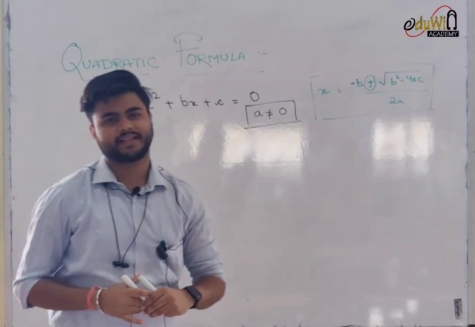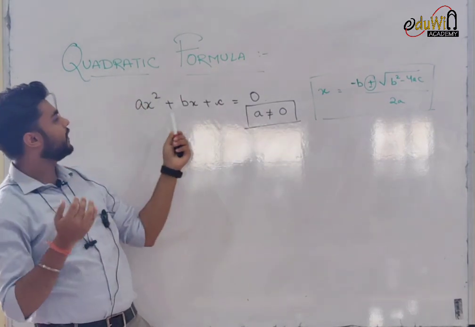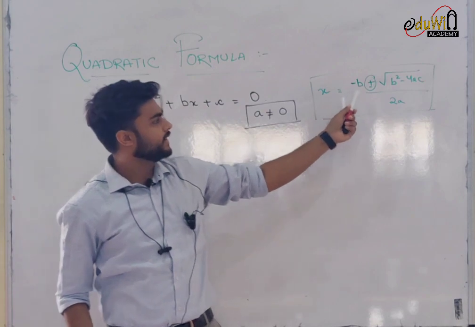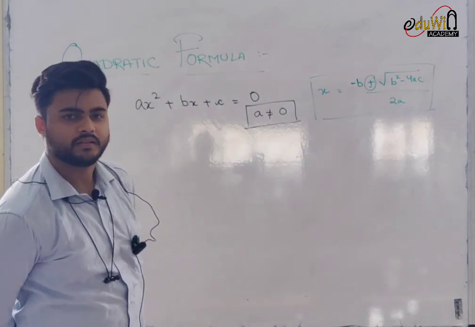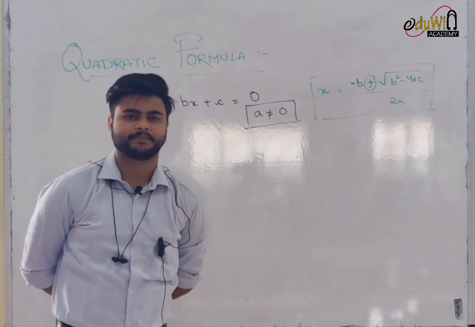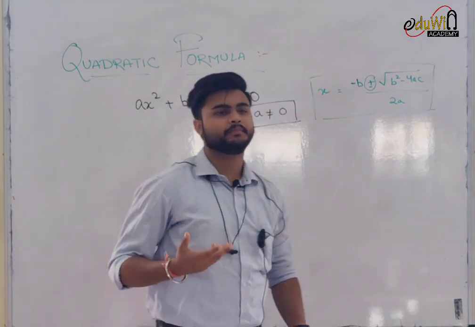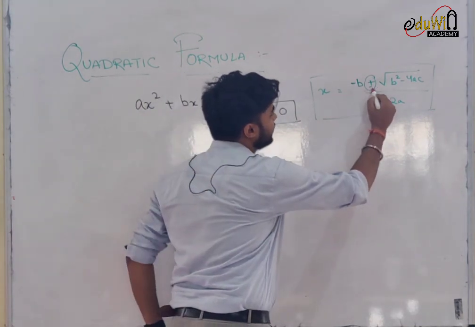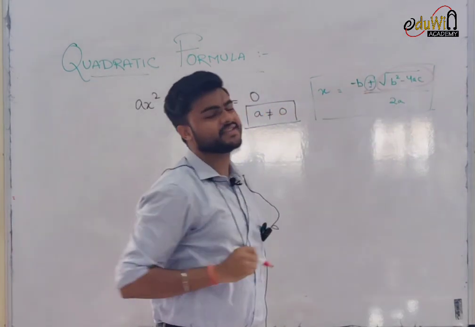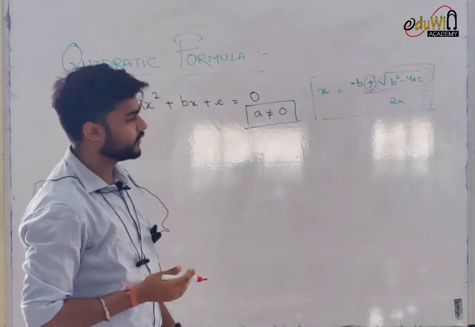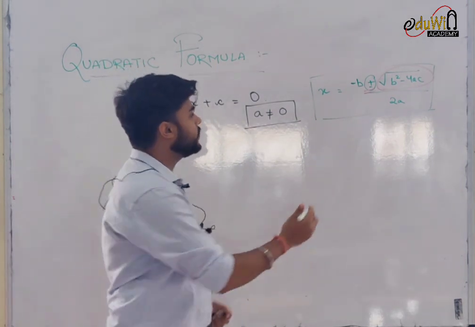So hello students, in this video we will learn the derivation of the quadratic formula, x equals minus b plus minus root over of b square minus 4ac by 2a. How did it come about? Many students have this misconception that this plus minus comes just from the square root, which is completely wrong. In this derivation you will get to know what this plus minus is and how this formula came.